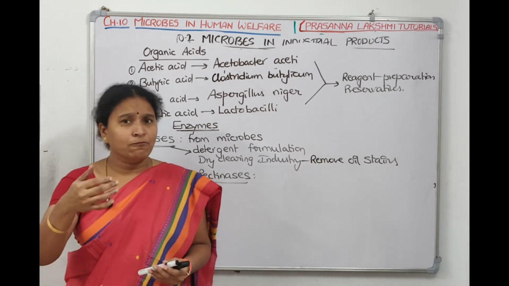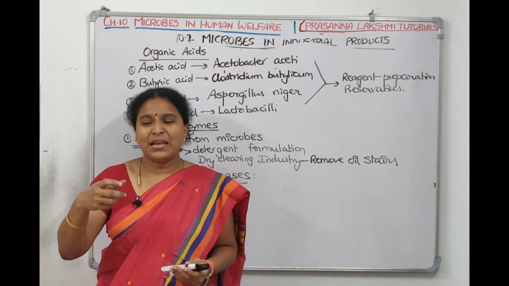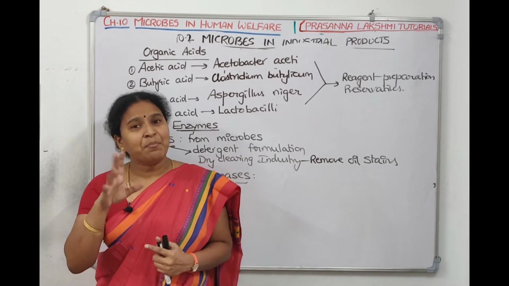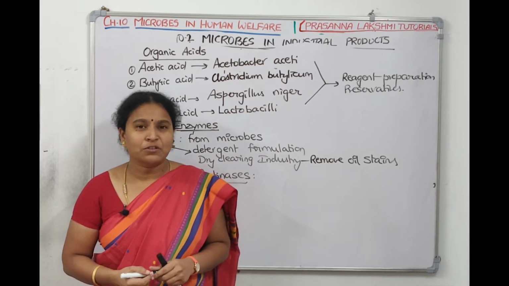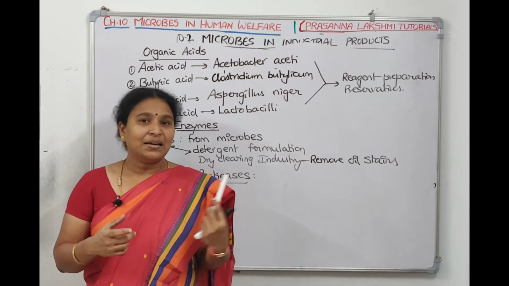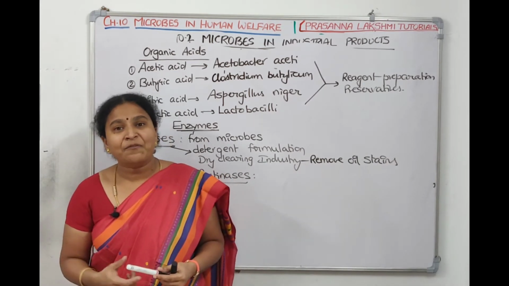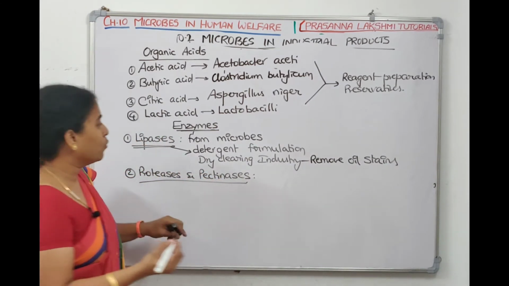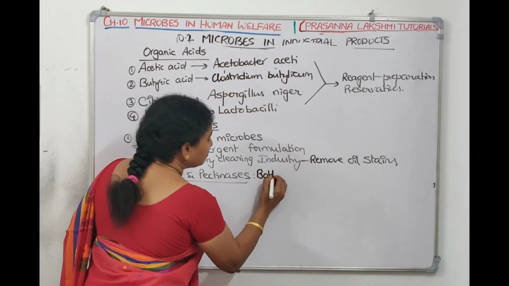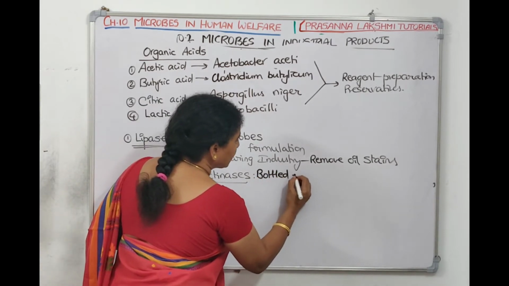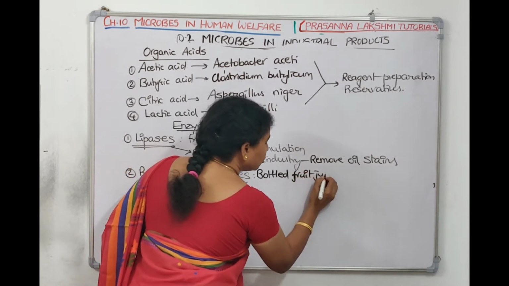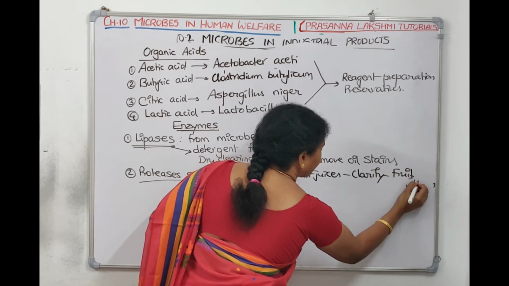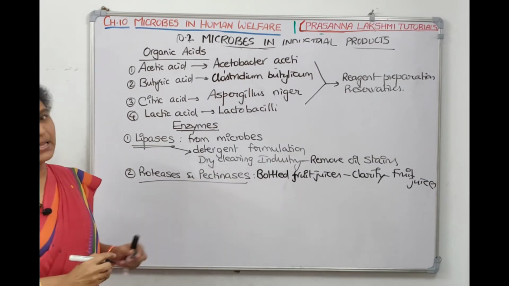If we prepare fruit juice at home, it will be pulpy and not appealing to drink. But when we buy bottled fruit juice, it is clear. That means they add proteases and pectinases to clarify the bottled fruit juices, so they are appealing to drink. So where do we use proteases and pectinases? We use them for preparing bottled fruit juices, to clarify the juice.